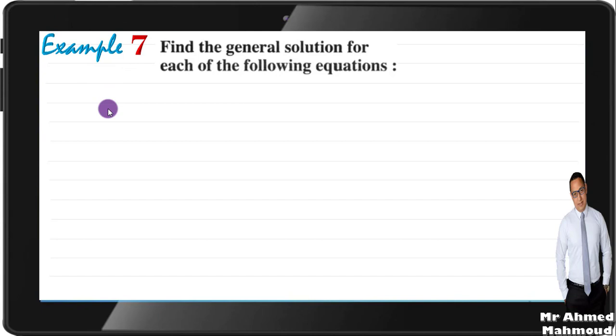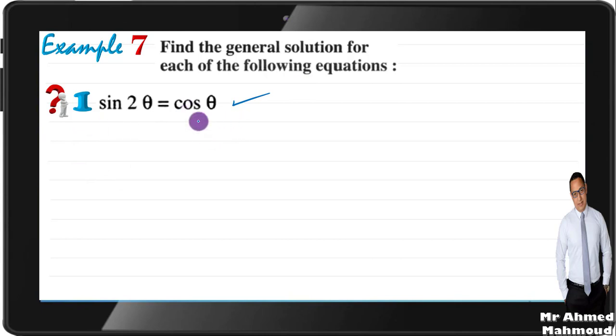Now we have example 7. Find the general solution for each of the following equations. He asked me for the general solution without identifying any quadrants, so I just write the general solution, and it's better to write it in radian measure. So I will solve it in radians, but you can solve it in degrees. First I have sine on the left and cosine on the right. It's okay.